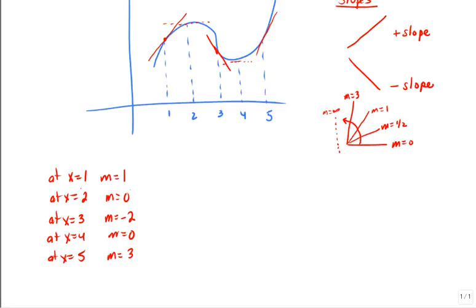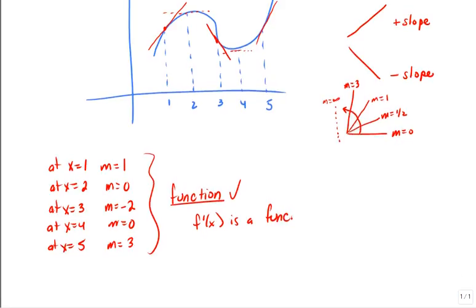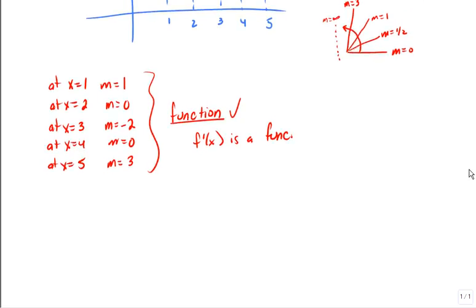So this kind of represents a function. For each x, there's one tangent line, so there's one slope of the tangent line. The derivative represents a function. So this right here represents a function because for each x, there's one slope. So that's why we say f prime of x is a function, or can be represented as a function.